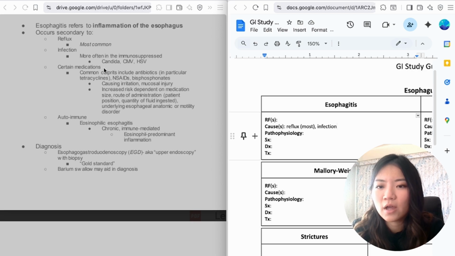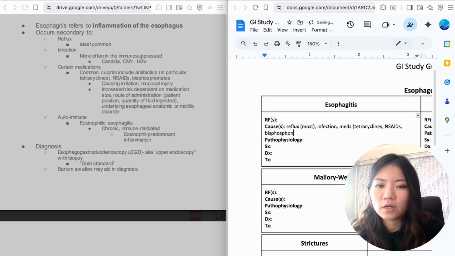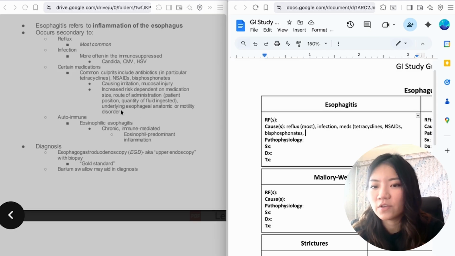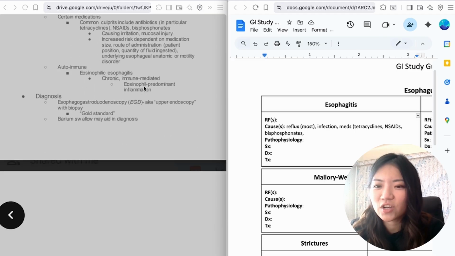Certain medications. This one actually did come up on quite a few questions in second year, so I am gonna include it. So I'll just do meds and then list these ones. So tetracyclines, NSAIDs, bisphosphonates. This is the reason why. When you actually read it, it's just that they cause inflammation basically. So I'm gonna skip this whole section.